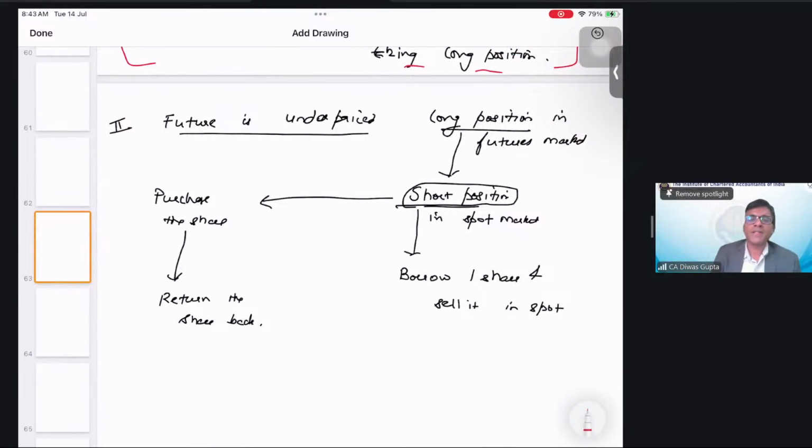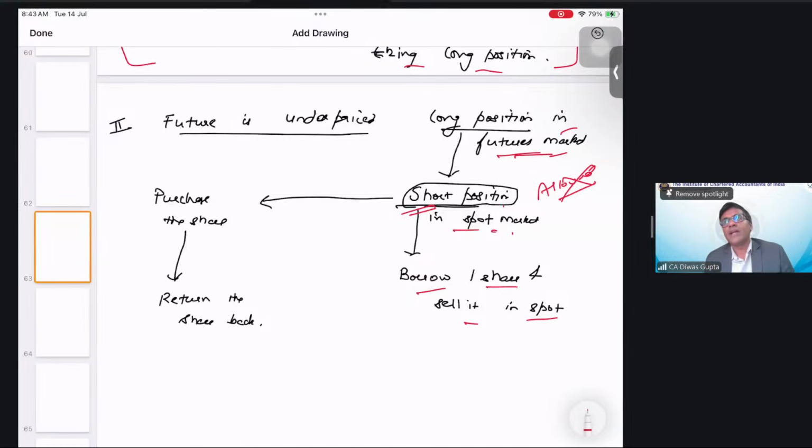If futures are underpriced, students, then what am I going to do? I'm going to take a long position in the futures market. If something is underpriced, what do I do? I just go and purchase that, right? So if I take a long position in the futures market, effectively it will mean taking a short position in the spot market. Now, is this allowed? The answer is no, it is not allowed. So then what am I going to do? I'm going to borrow one share and sell it in the spot market.